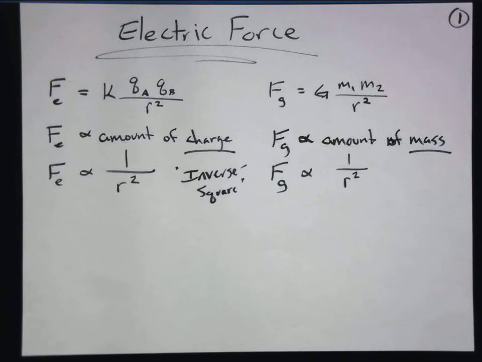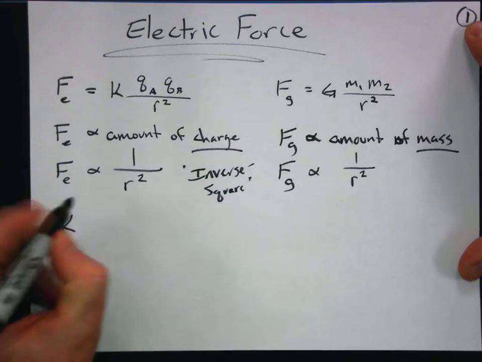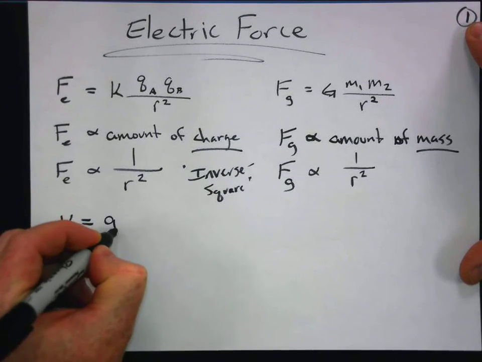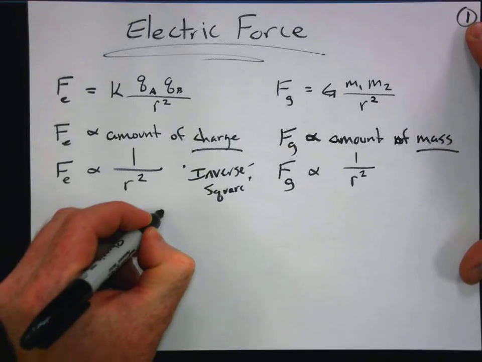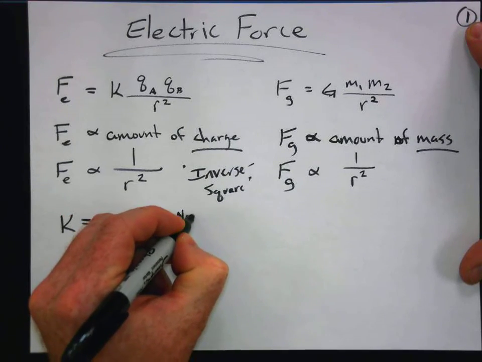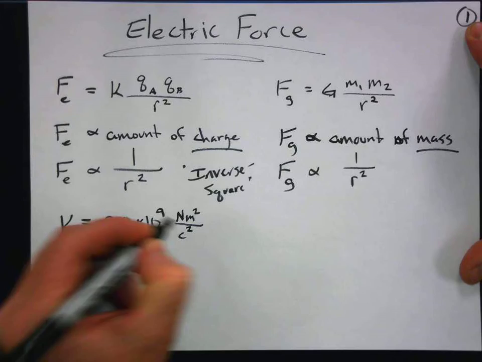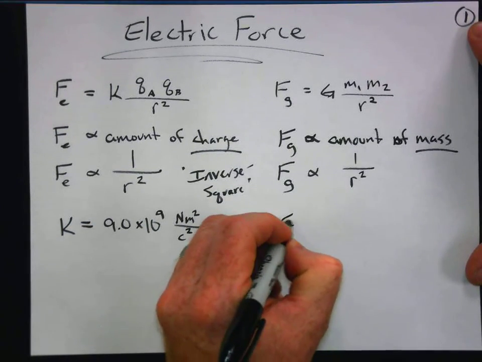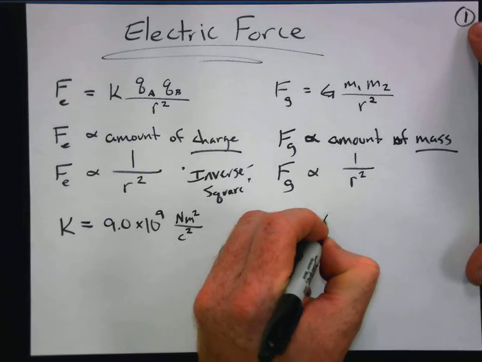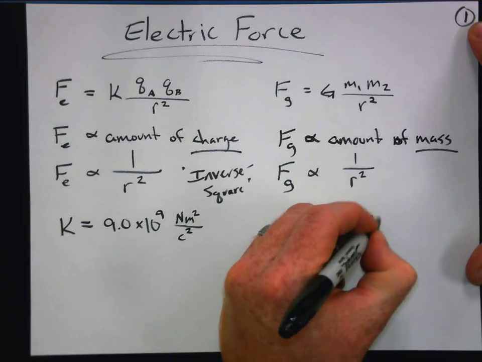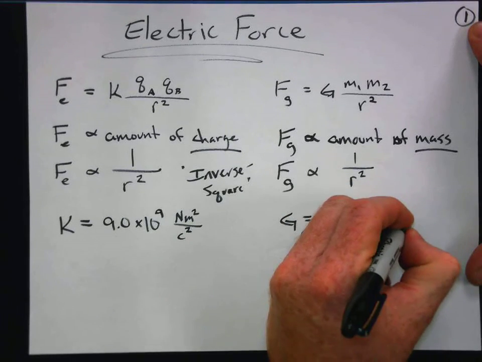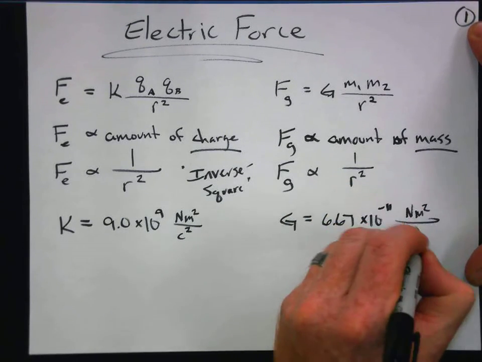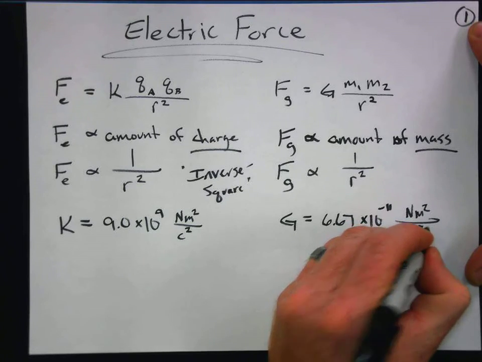There is an important difference between these two relationships, though. It has to do with the constants. One of them, this constant K, is 9.0 times 10 to the 9th Newton meter squared per coulomb squared. Remember, capital C is coulomb, amount of charge. This constant here, capital G, is 6.67 times 10 to the negative 11 Newton meter squared per kilogram squared.